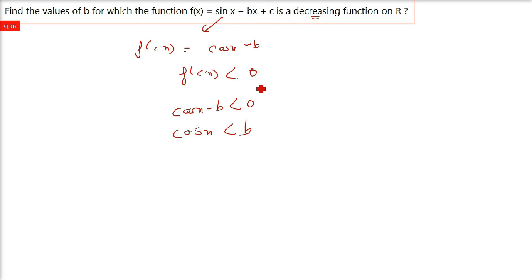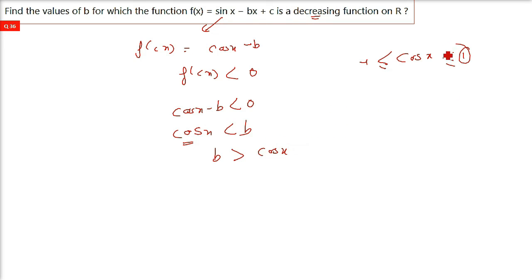But we need a certain value. We cannot just say that b has some relationship with cos x. Now cos x will be between what? Cos x can be between -1 and 1. Since b is greater than cos x, what will be the value of b? The highest value of cos x is 1. The lowest value is -1.